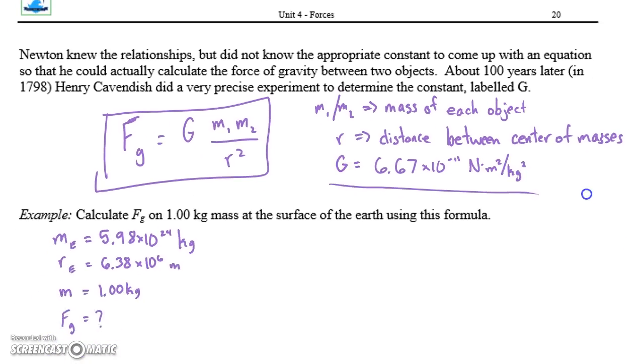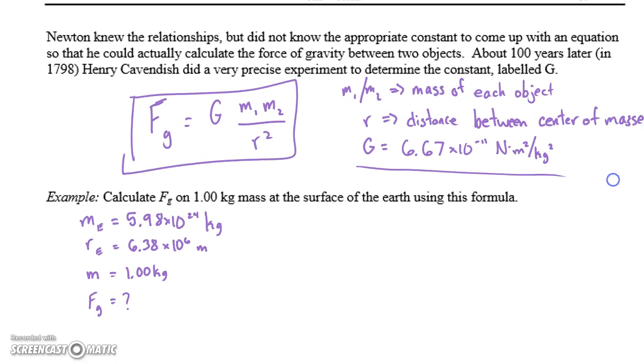So let's do some calculations. If we're going to calculate the force Fg of 1 kilogram mass on the surface of the Earth, we already said it should come out to 9.8 newtons, but we're going to do it with this formula this time instead of using mg. So we have to have the mass of the Earth, 5.98 times 10 to the 24 kilograms. You have to know the radius of the Earth, because that would be the distance between our object and the center of the Earth, because we want the center of our two objects. And we have our other mass. So now we just have to set up our equations.